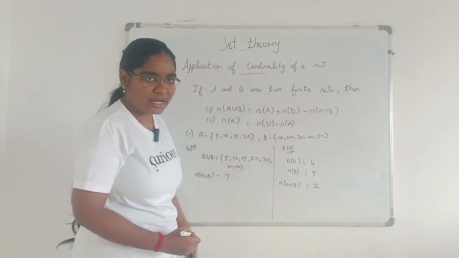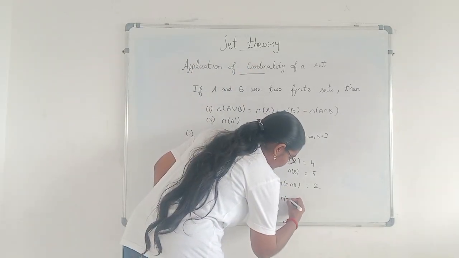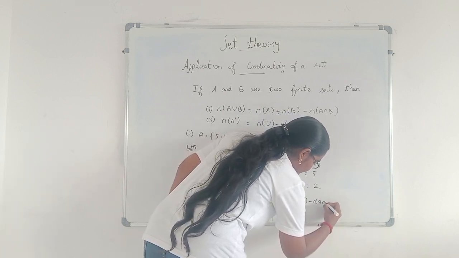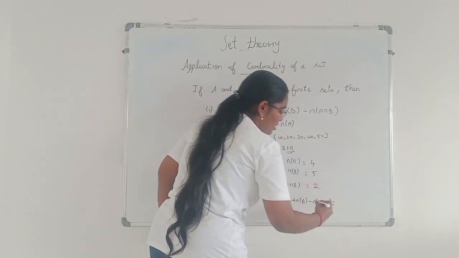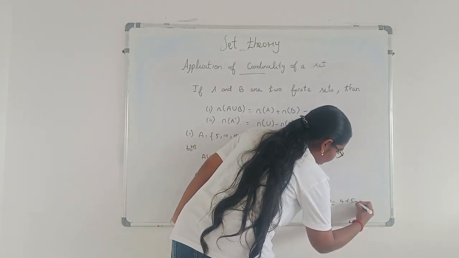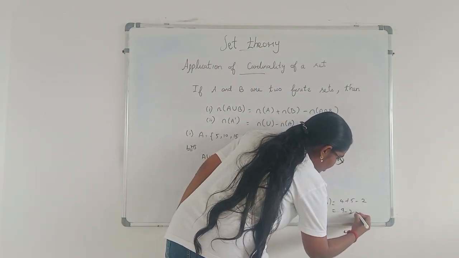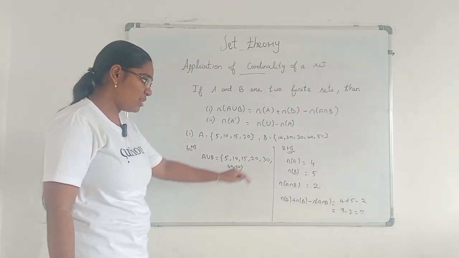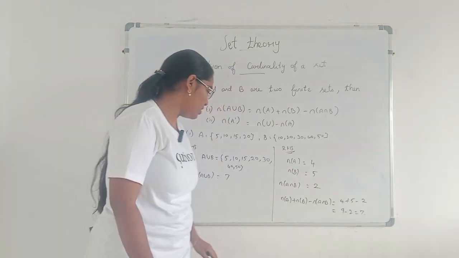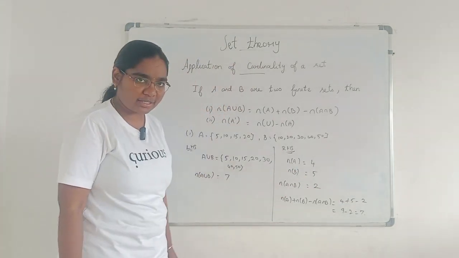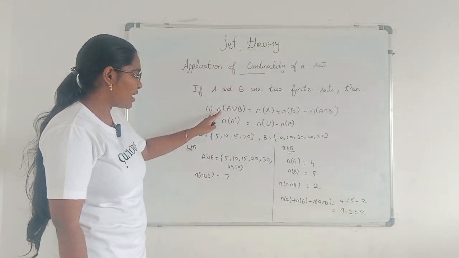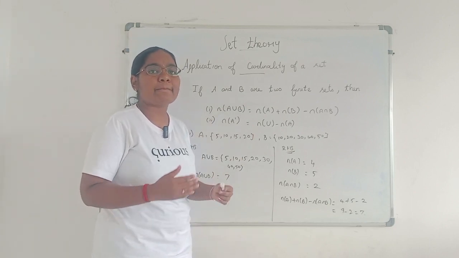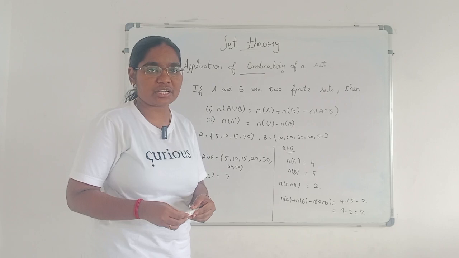Next, apply this formula. n of A plus n of B minus n of A intersection B. n of A is 4 plus 5 minus 2. So 9 minus 2 equal to 7. Here left hand side you got 7 and in right hand side also you got 7. So LHS equal to RHS, which implies that n of A union B equal to n of A plus n of B minus n of A intersection B.